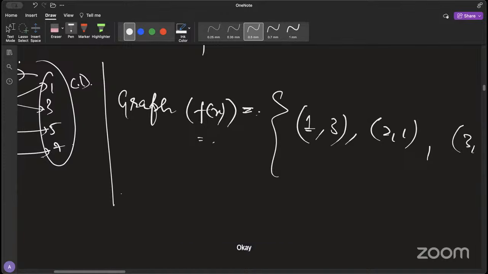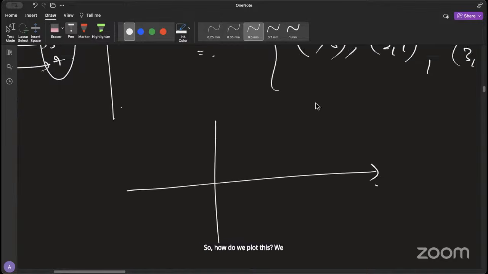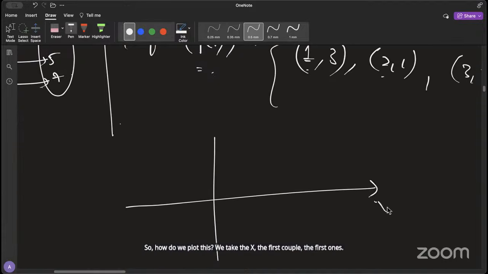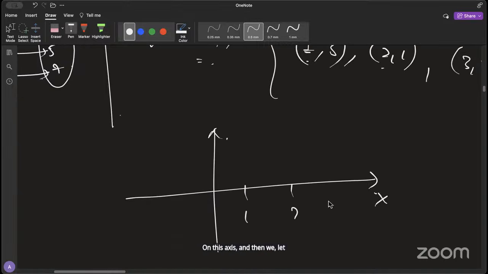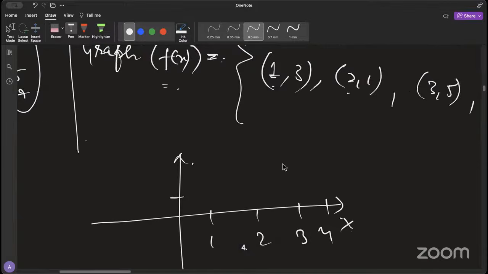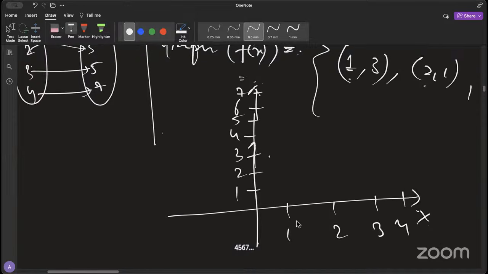Okay, and then we can obviously plot this. So how do we plot this? We take the first elements of the tuples on the x-axis, and the second ones on this axis. Let's say this is 1, 2, 3, 4. And this is, we have 1, 3, 5, 7, right? We can take this as 1, 2, 3, 4, 5, 6, 7. And then you can plot this here.